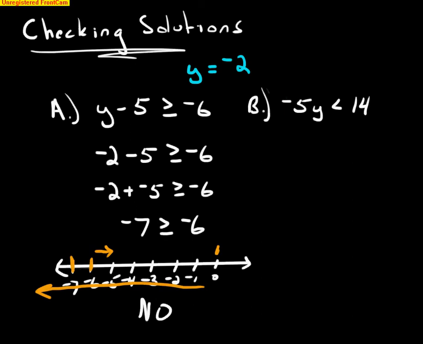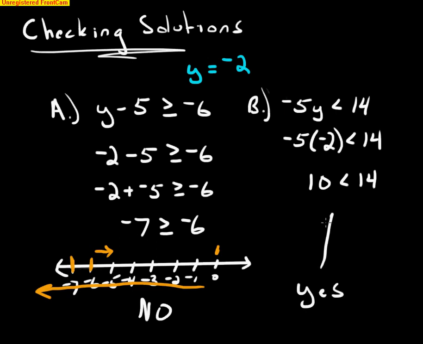So let's look at B for a second then. So here we have negative 5, and then that's times y, and we said y is a negative 2, and is less than 14. Alright, so remember that when you multiply or divide two negatives, you get a positive. So negative 5 times a negative 2 is a positive 10. And then copy down the less than 14. And in this case, is 10 less than 14? And it is, and so we can just say yes. Okay, that is a solution.